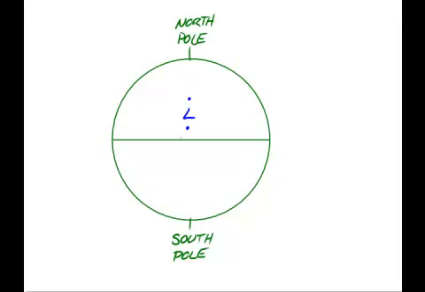Here is a sketch of the Earth, and we're looking at it from the side, so to speak. We have the North Pole at the top, the South Pole at the bottom. The line through the center is the Earth's equator. And this L is the symbol that meteorologists use on those weather maps to indicate a low pressure system.